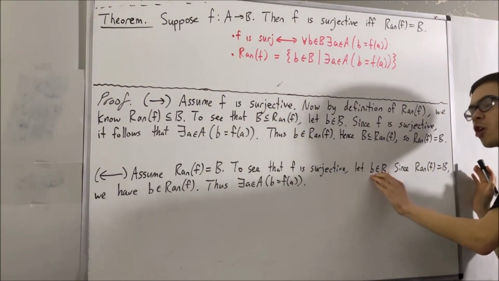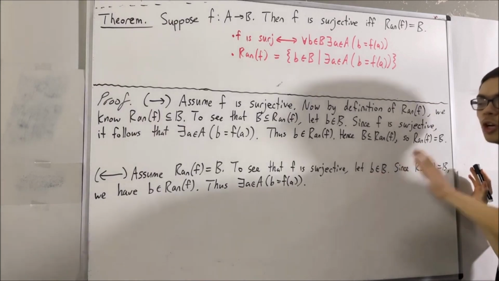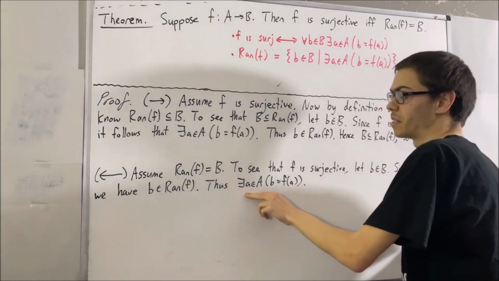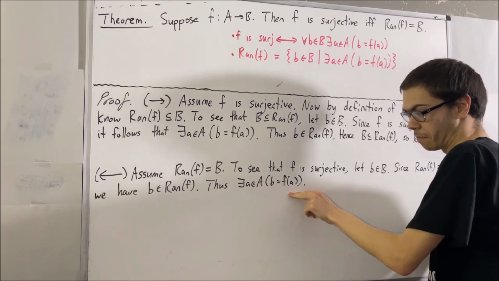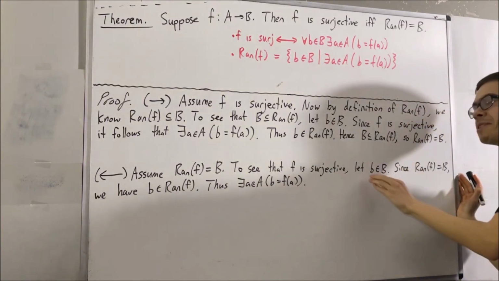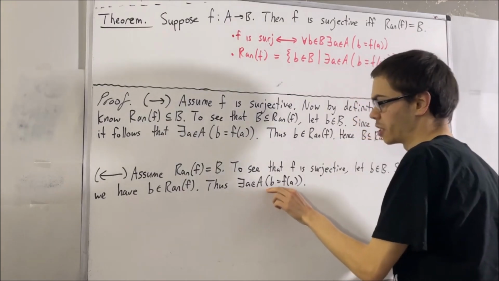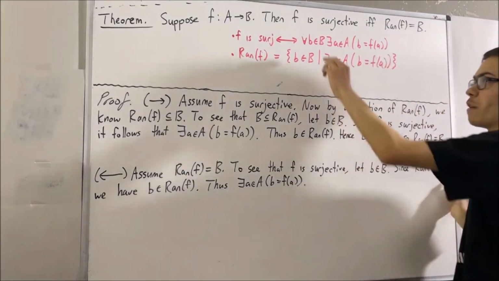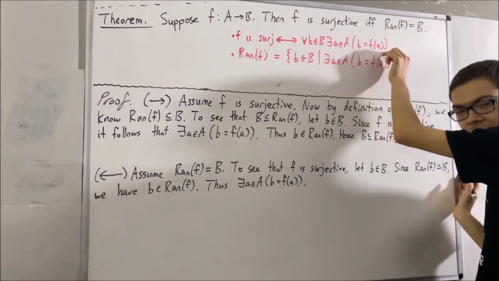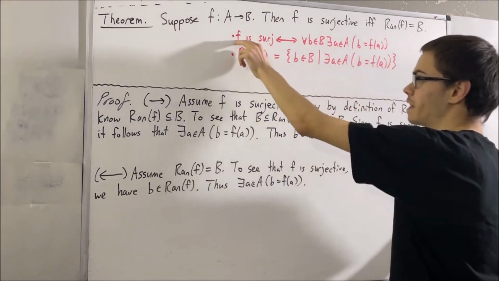So starting with an arbitrary element b in B, we proved that there exists an element a in A such that b equals f of a. Since b was arbitrary, this means for every element b in B, there exists an element a in A such that b equals f of a. So we have proven precisely this statement, which means we've proven that f is surjective.